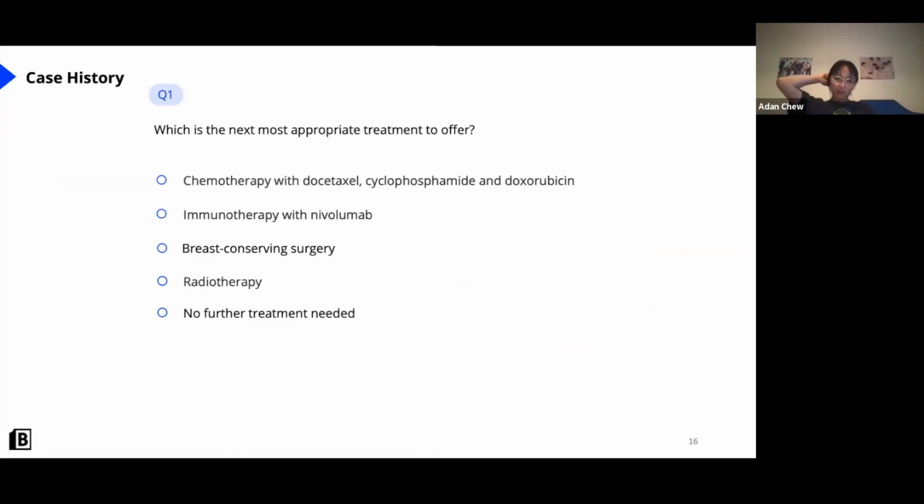So the question is, which is the next appropriate treatment to offer? Would you offer this 92-year-old lady chemotherapy? Would you offer her immunotherapy, breast conserving surgery, radiotherapy, or is there no further treatment needed? I'm going to give you about 1 or 2 minutes to vote.